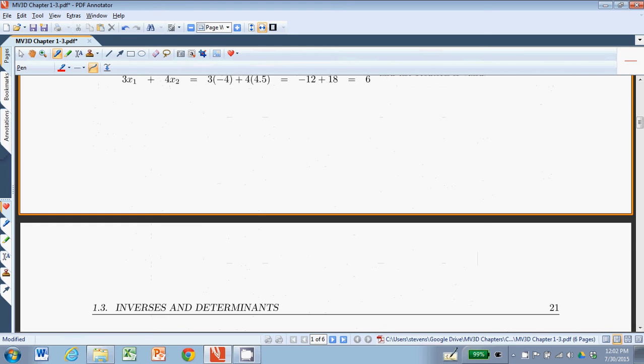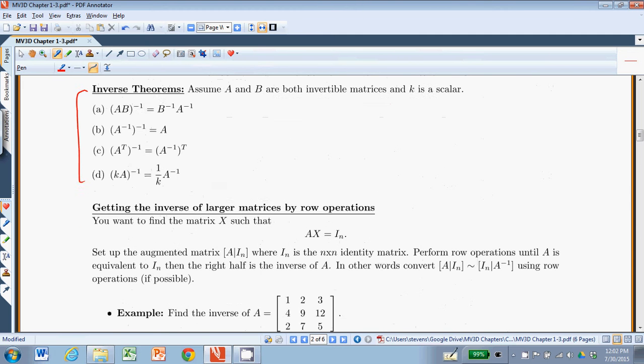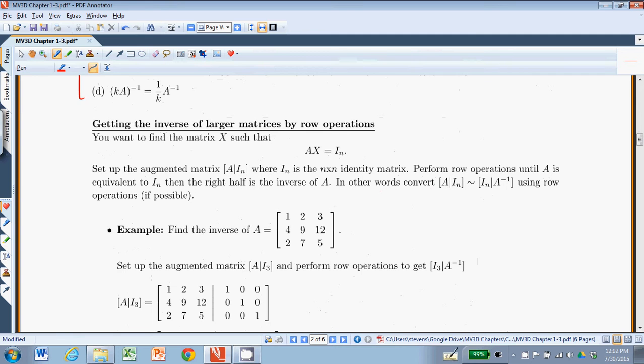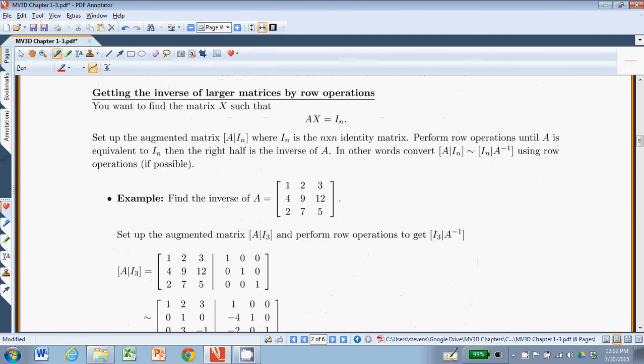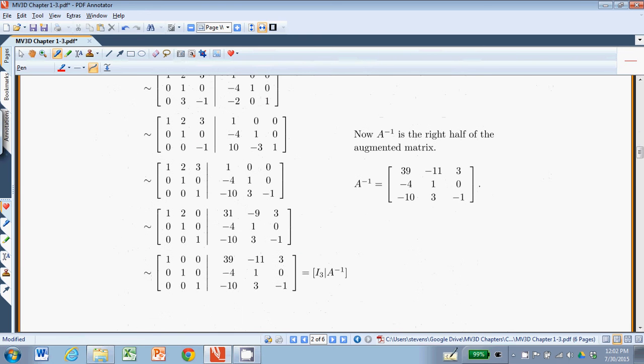We did an example, we did some inverse theorems, and then we showed how to get the inverse of a larger matrix. You have a formula for a 2 by 2, but to get the inverse of a larger matrix, we create this super augmented matrix where you have the original matrix A on the left and the identity matrix on the right. You go through a sequence of row operations, and if you can get the identity matrix on the left, then the matrix on the right is the inverse of your original matrix. So you have to be able to row reduce this thing to the identity matrix.